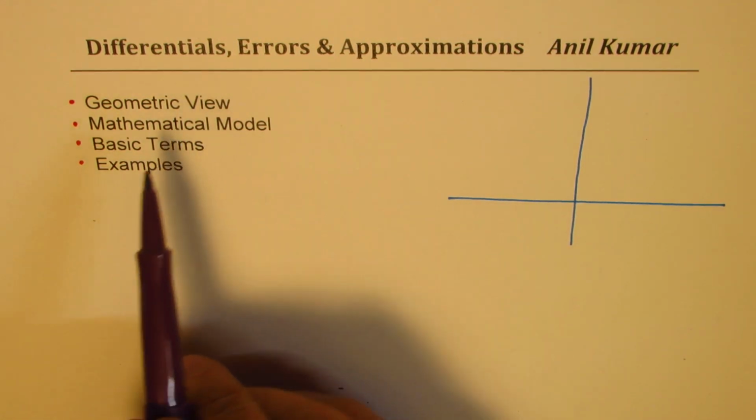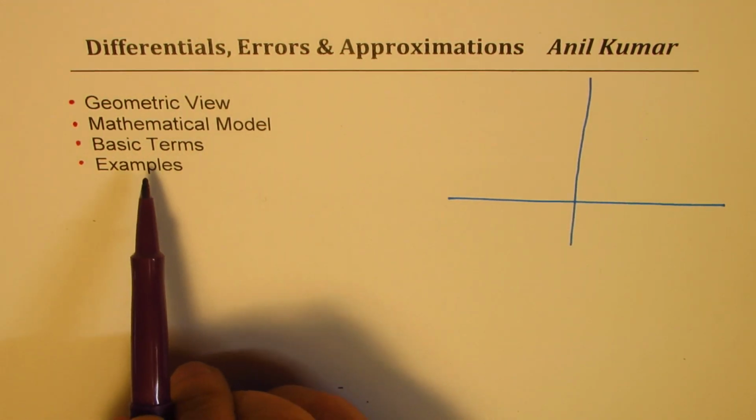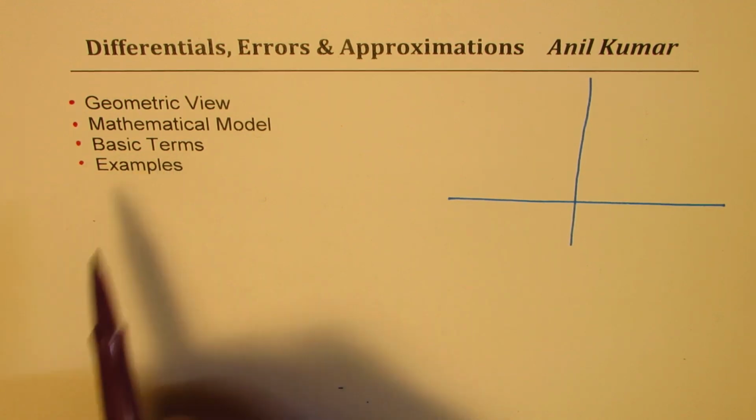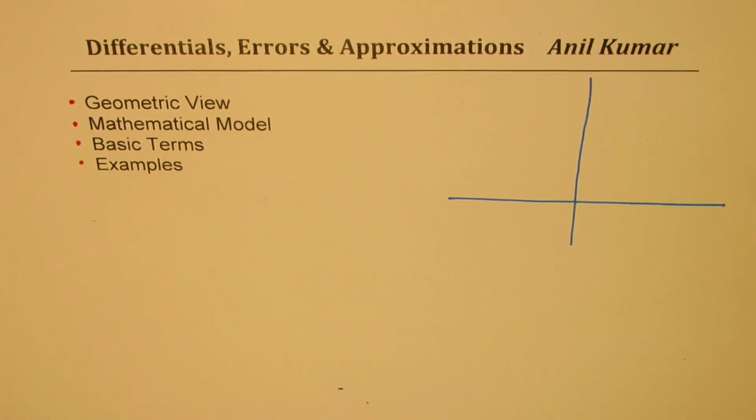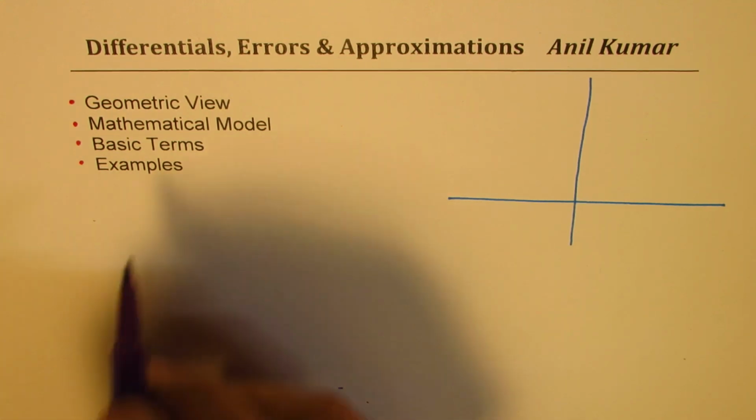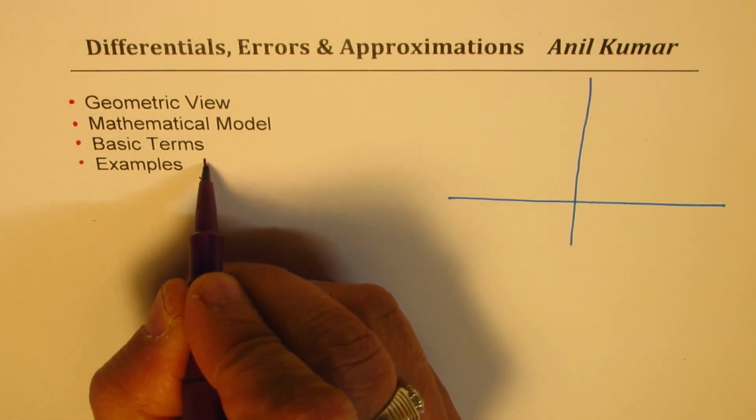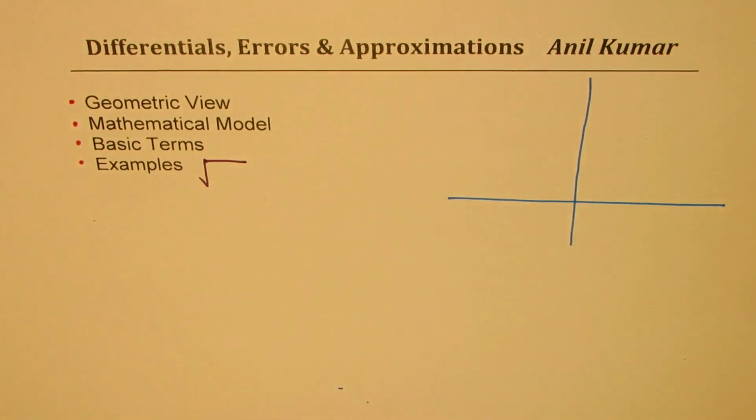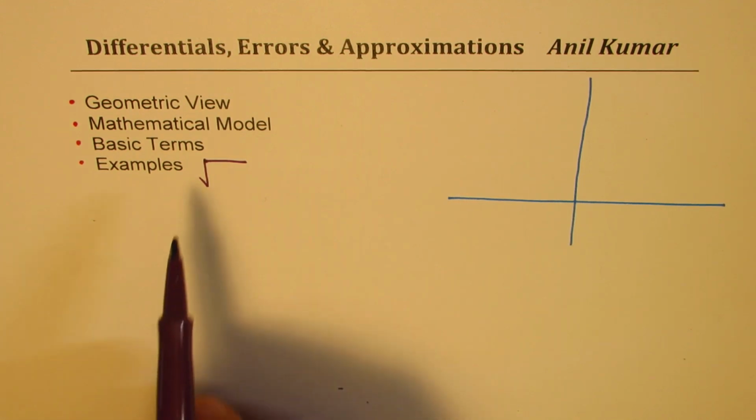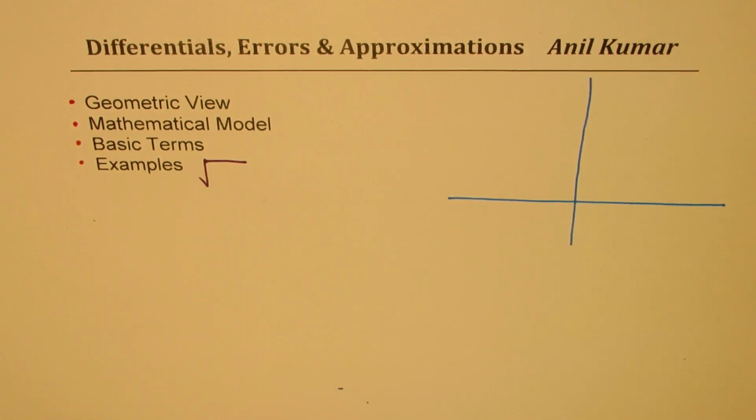We'll actually have a mathematical model and define some basic terms: absolute error, relative error, and percentage errors. We'll have a few examples where we calculate the square root of numbers and then estimate them, right? And we'll also find percentage errors in calculations.